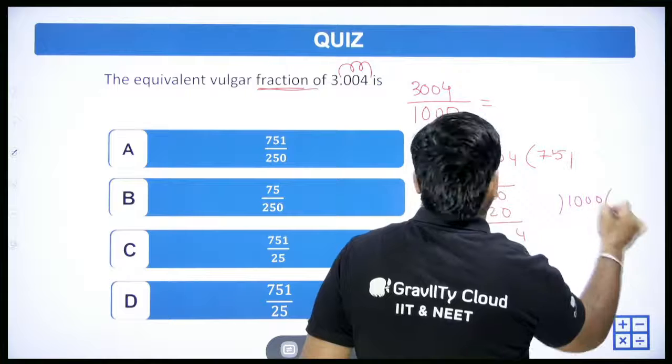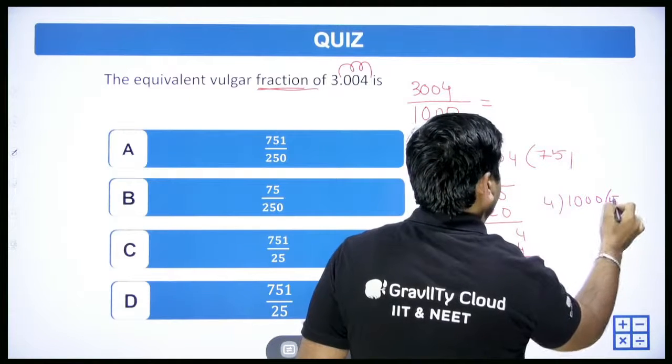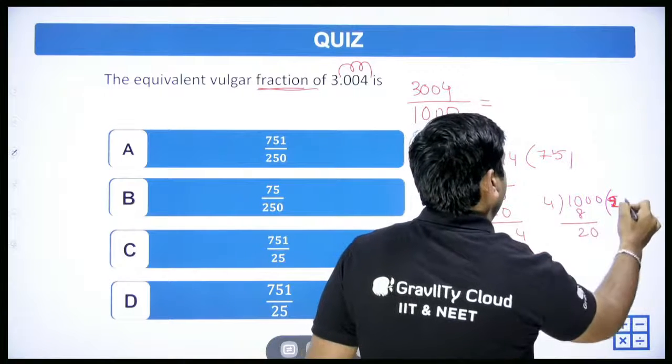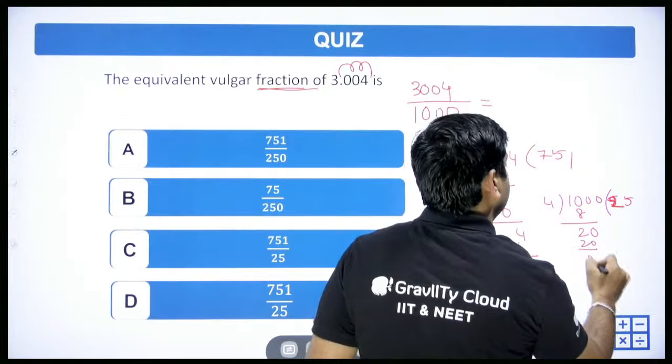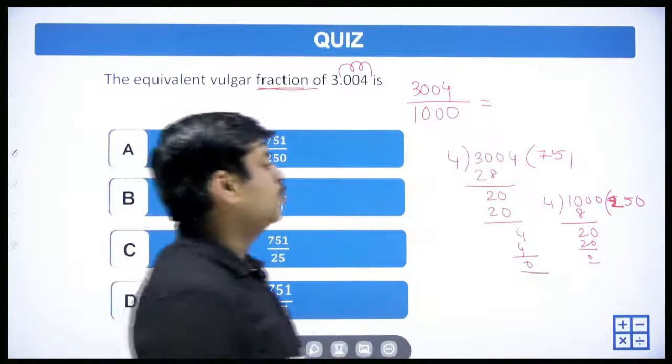Divide 1000 by 4. 4 twos are 8, and we have 2, 0. 4 fives are 20, and one more 0 is left. So that will give you 250. One more 0 is left. That will go to 250, right?